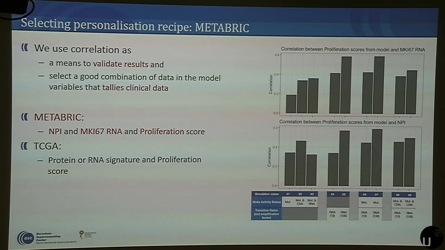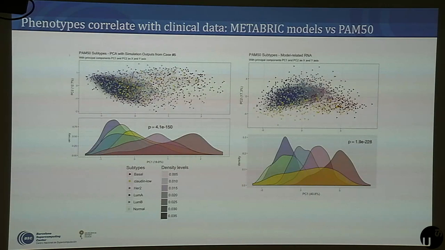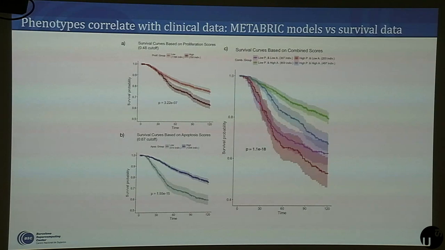And then we can correlate it with biological replicates, et cetera. We can also do survival analysis, grouping patients by the outputs of the model. So if you have the proliferation score output of the model, you take the median, and you see that the high proliferation patients have worse outcome than those that are not. And the reverse for apoptosis: high apoptosis means that the patient is likely to live. And this comes out of the model output, not of the input data.